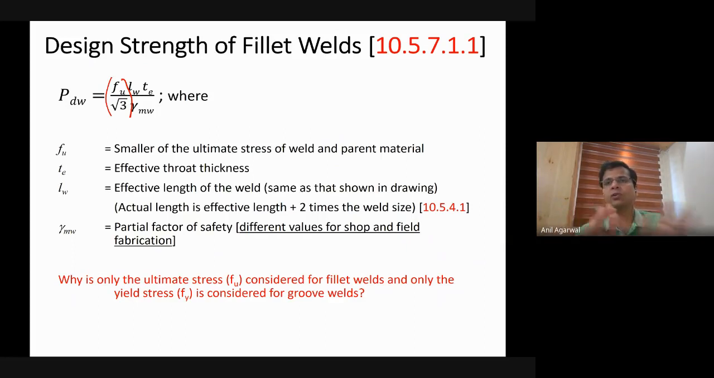But we know from experimental data that some of the fillet welds, especially the end fillet, may have a higher capacity, but the code requires you to assume it to be Fu by root 3. And then again LW TE. Now TE here for a fillet, as we had discussed, is given as this length. This is TE. So that TE will be multiplied by the length of the weld, divided by gamma mw. So it's quite straightforward. There are no surprises here.